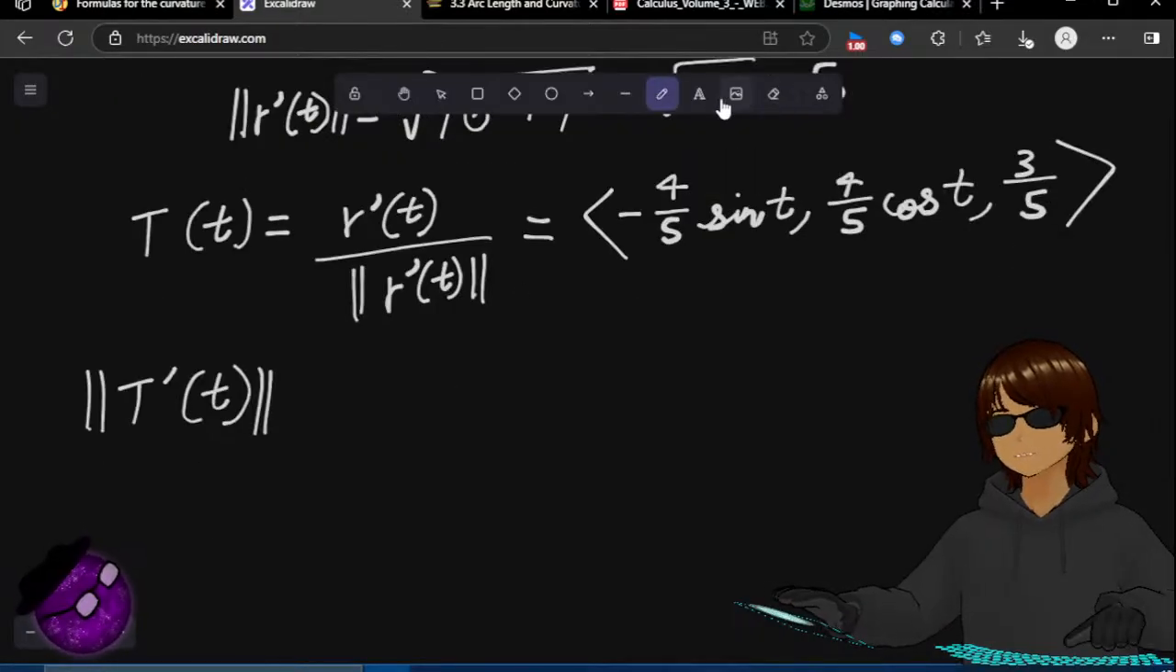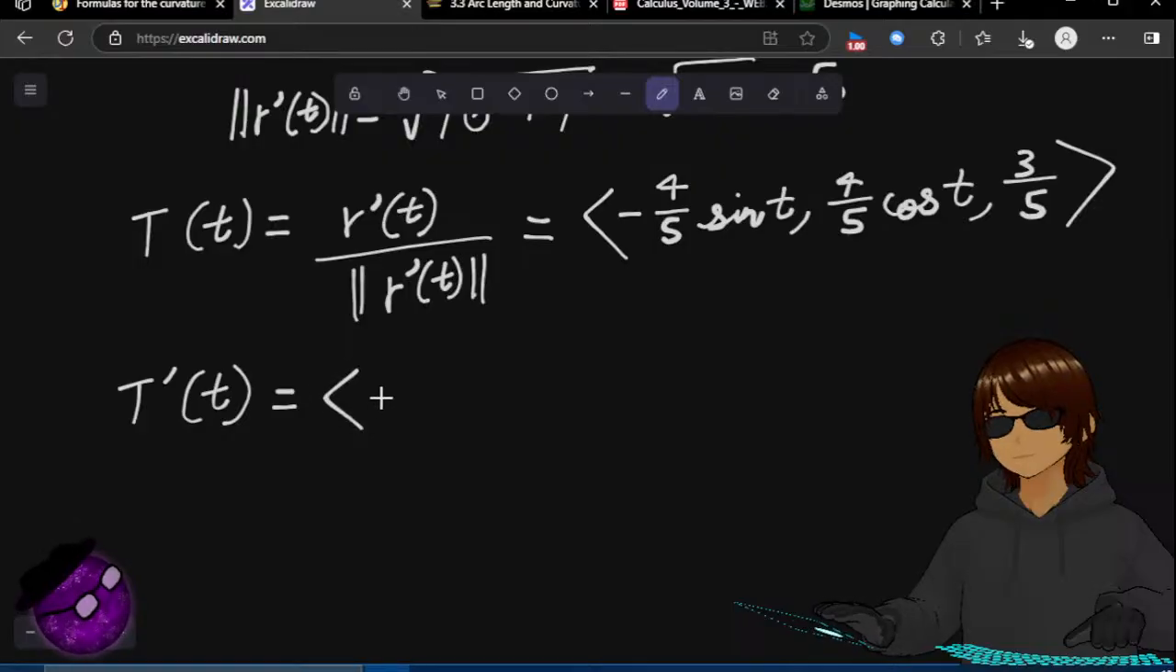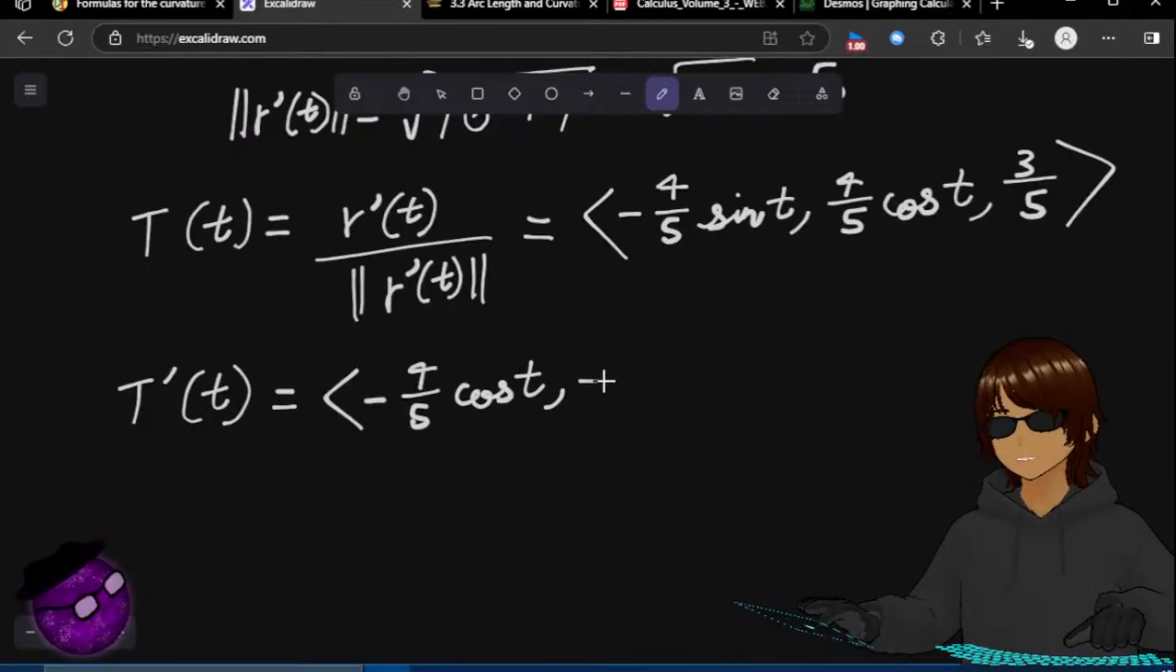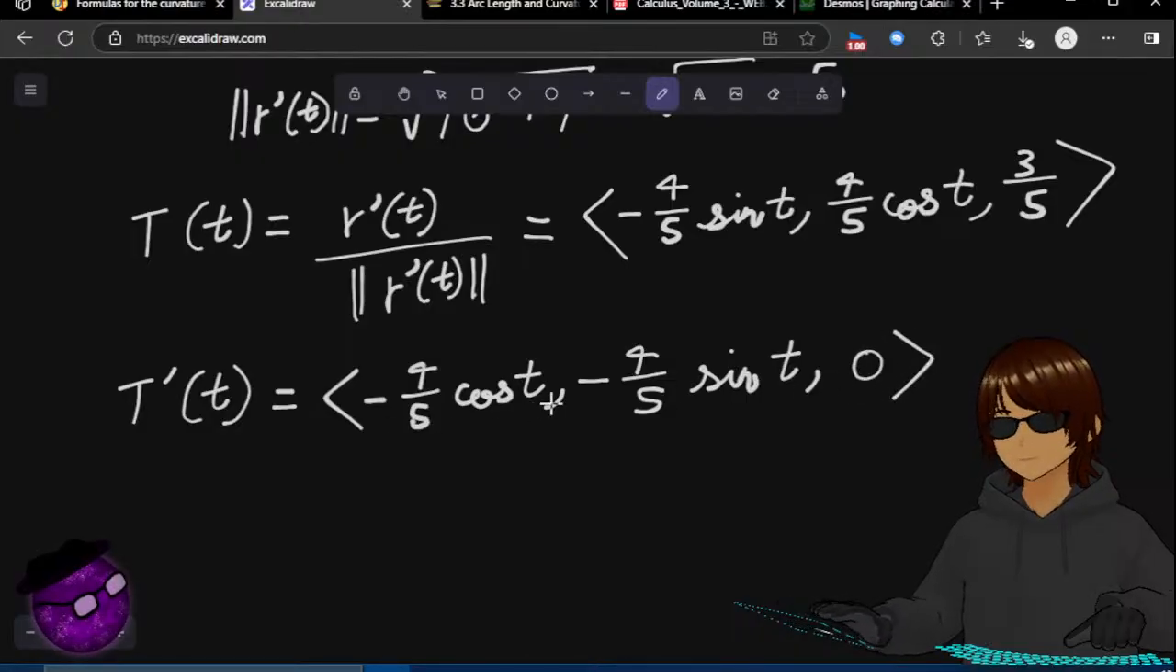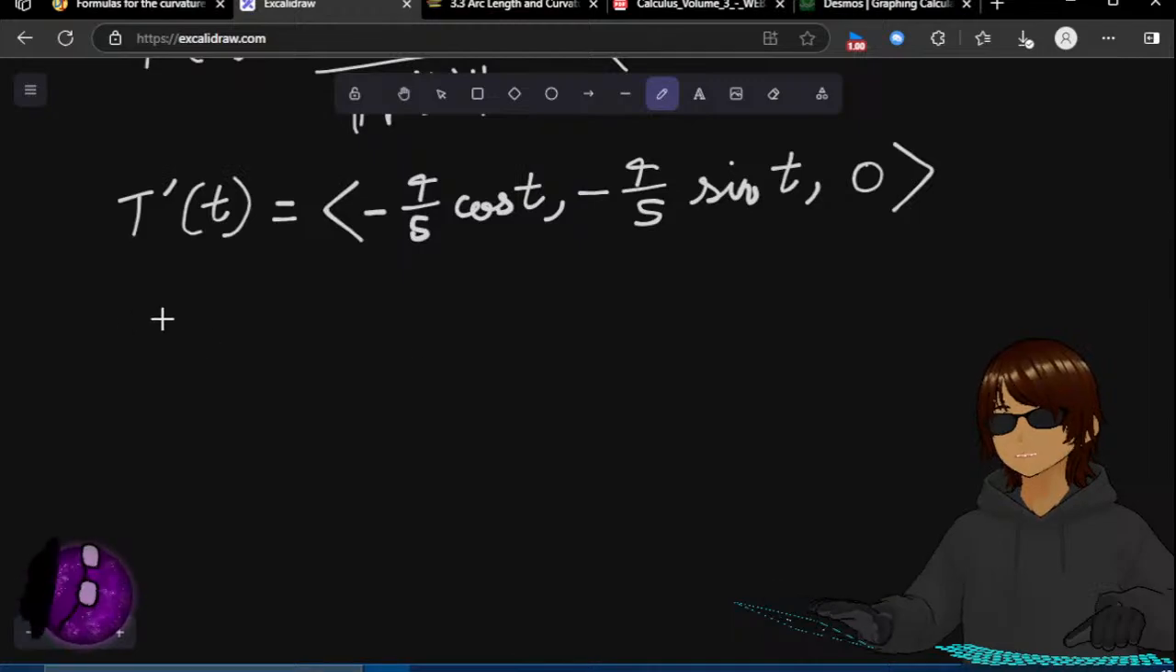Hold on, no. I think I got it wrong. Cos t, and then this becomes minus sine t, and then this becomes a 0. Cos, sine, and now we do the length thing.